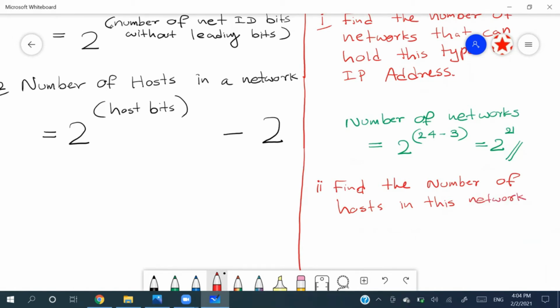Right, find the number of hosts in this network. Hold on. Find the number of hosts that can be connected to this network.